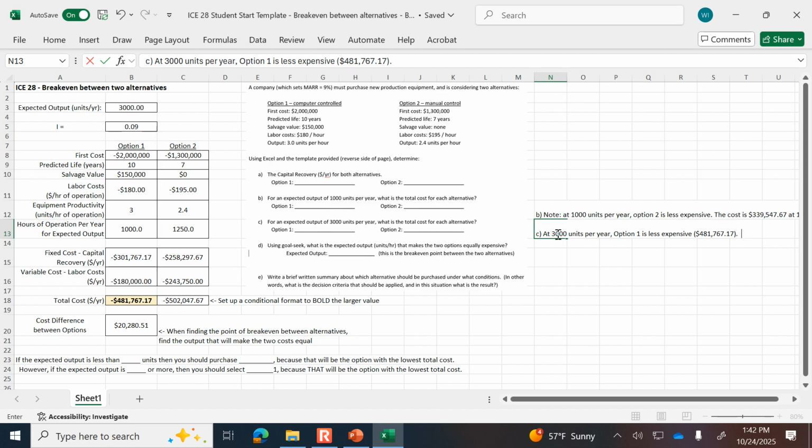$481,767.17. This is because the higher initial purchase price is offset by the lower variable cost. So its variable cost is lower because the labor cost is less and you have more productivity. So you're using fewer hours. So it's fewer hours and every hour is cheaper. You're only using 1,000 hours at 180 per hour instead of 1,250 hours at 195.